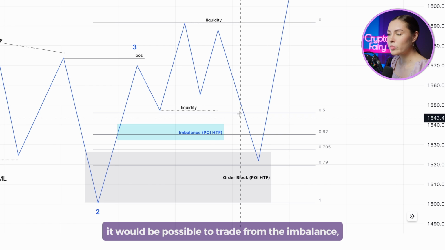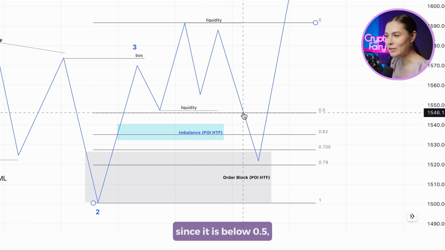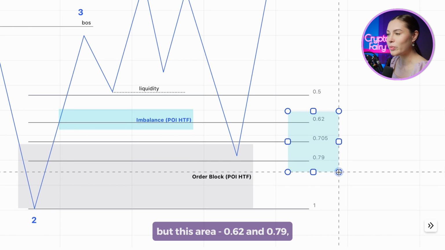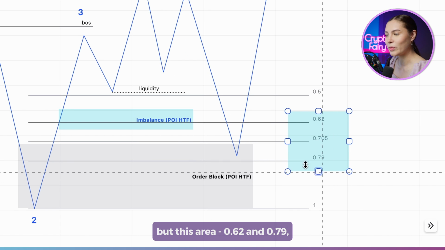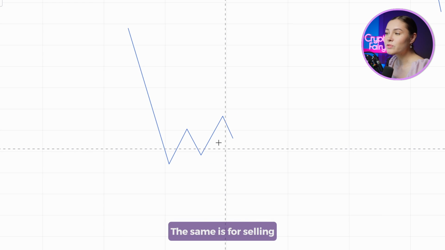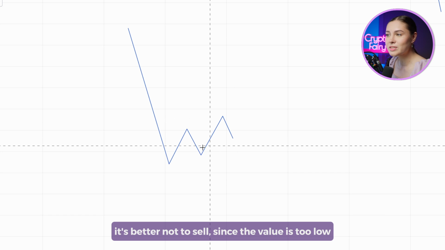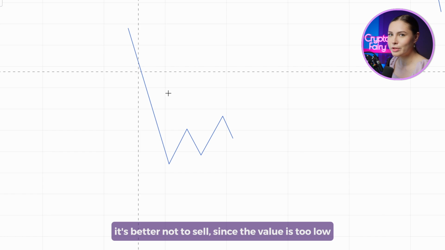In this case, it would be possible to trade from the imbalance since it is below 0.5, but this area, 0.62 and 0.79, is OTE, the best area for buying. The same is for selling. If the price falls and goes through correction, it's better not to sell since the value is too low.